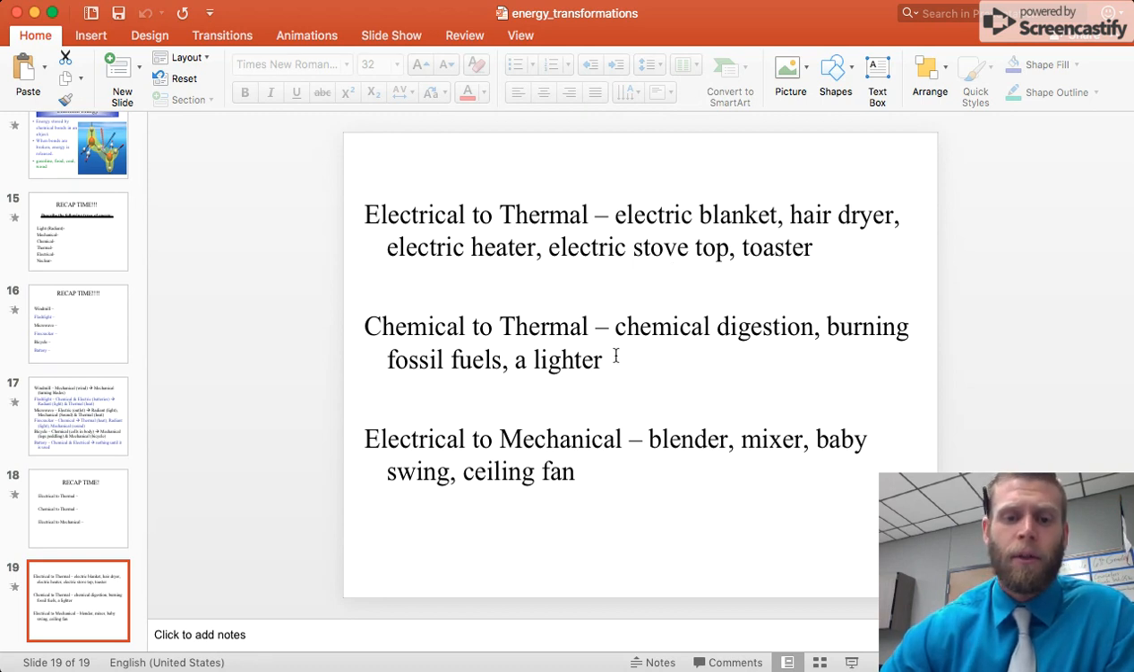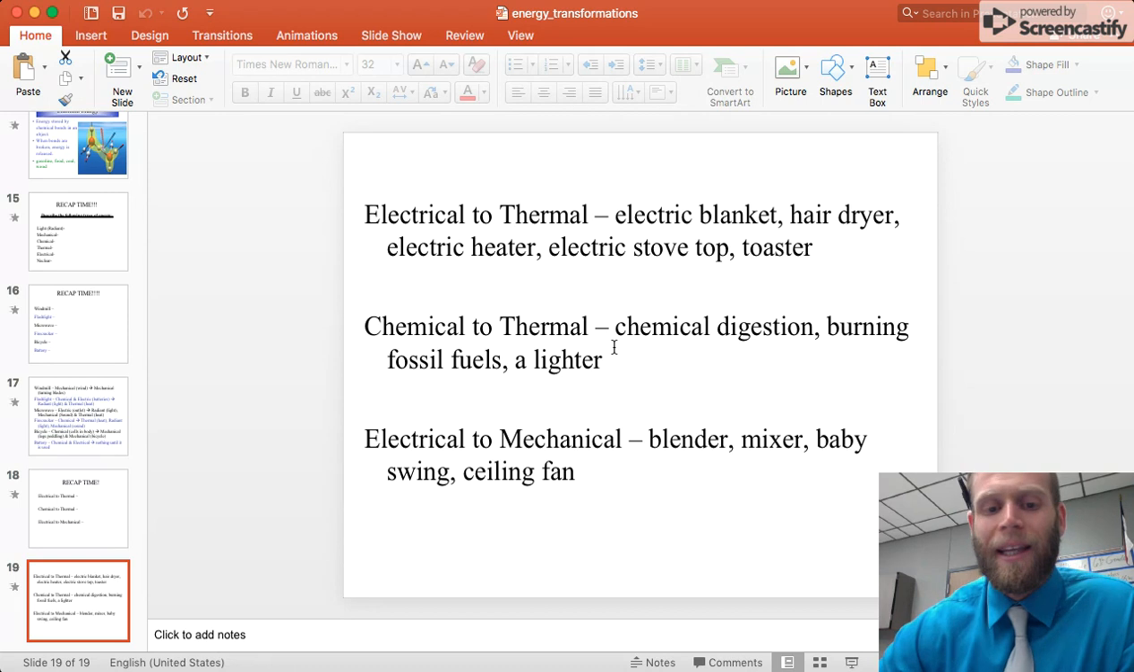All right, so chemical to thermal, here's some examples. Chemical digestion, when you digest food. Burning of fossil fuels, and a lighter, right? Get a lighter going. And then electrical to mechanical, you have a blender, make a delicious smoothie, a mixer, a baby swing. I have little kids at home, they like getting a little swing. And then a ceiling fan.